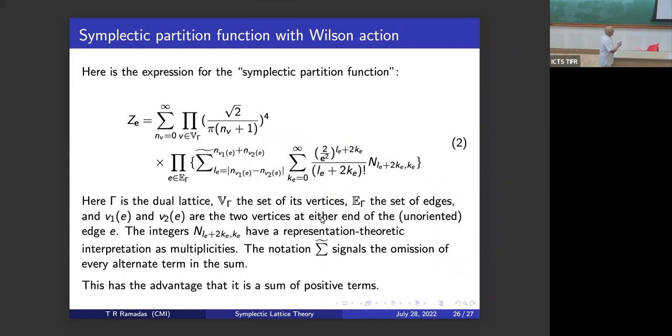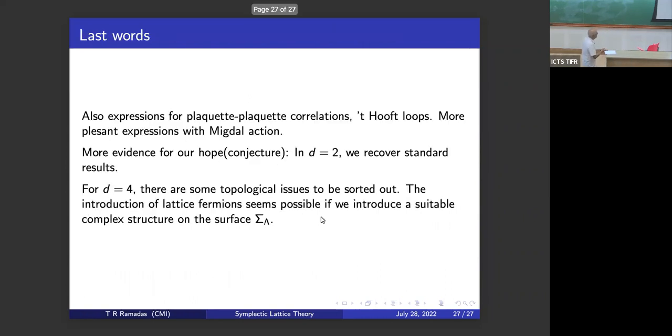If, instead of taking the Wilson action, you take the Migdal action, you get an altogether more pleasant expression. I don't know if the Migdal action is used except in 2 dimensions, but you do get a pleasant expression. You can take the 't Hooft loop expectation and again get expressions. In all cases, okay, so I'm winding up. In 2 dimensions, we can do this and you can actually evaluate everything explicitly and get standard expressions.